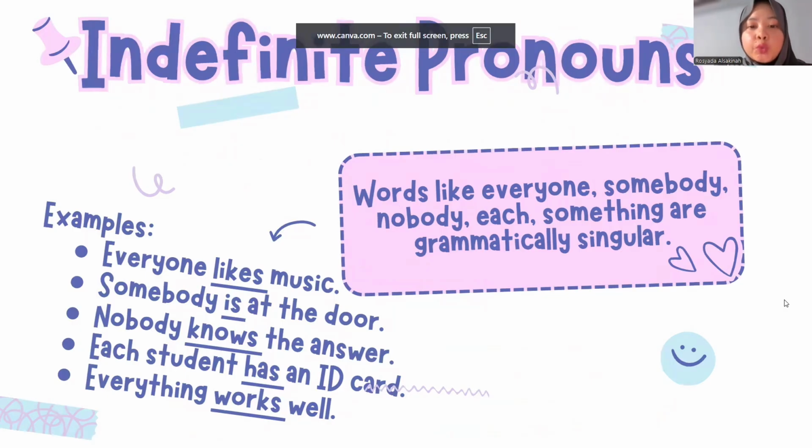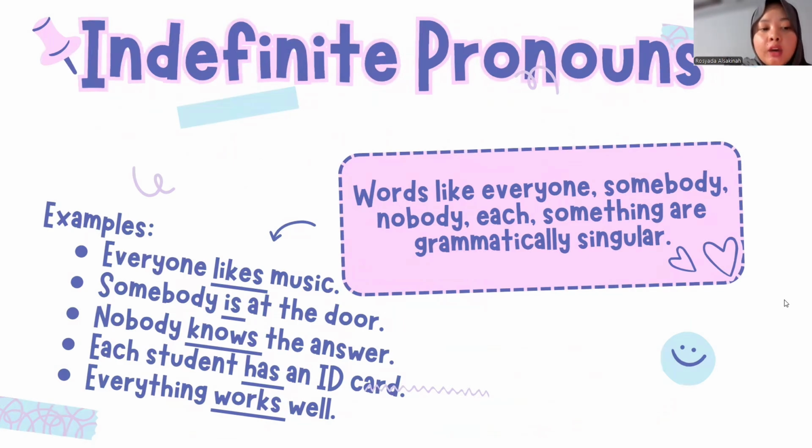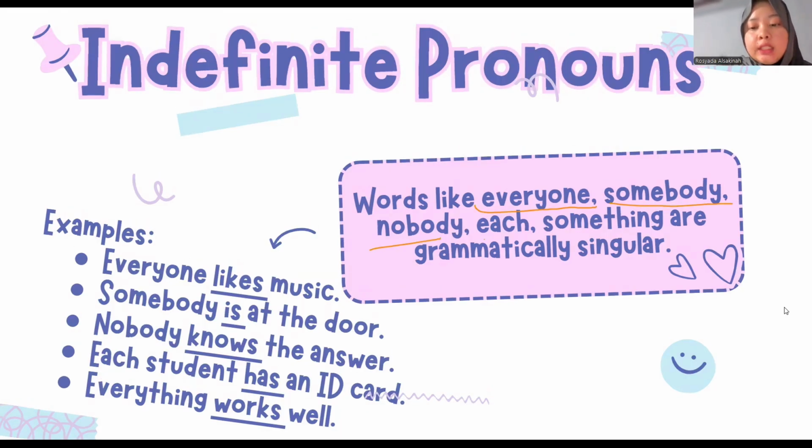Okay, we move to indefinite pronouns. Words like everyone, somebody, nobody, each, and something are grammatically singular. So they are used in singular patterns. Like, everyone likes music. Because everyone is singular, we add an s at the end of the verb.